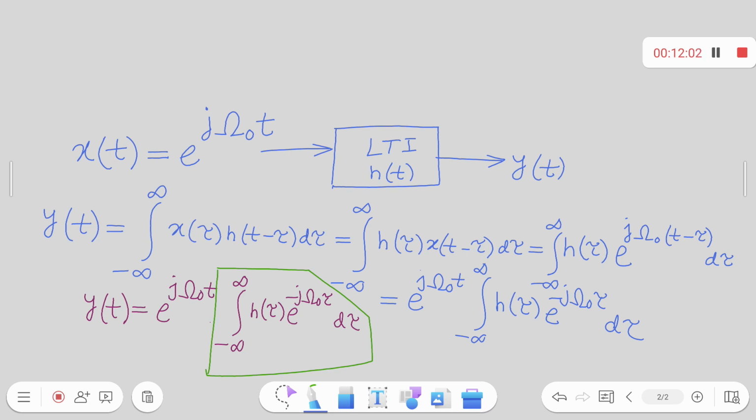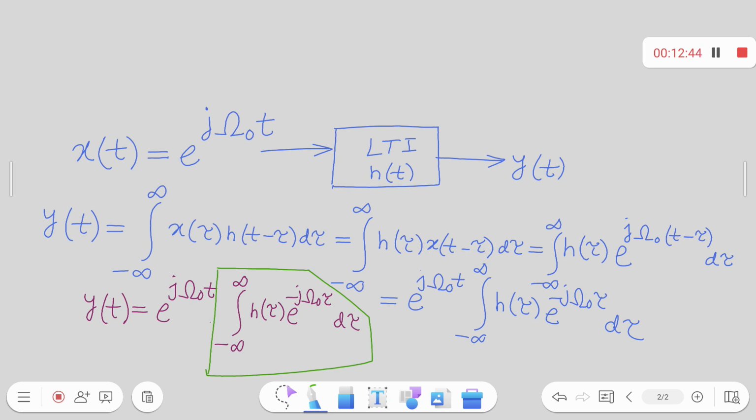What is that? This is basically this e to the power j omega naught t, the signal that you applied, multiplied with something. And this something is a function of what? This something, this entire thing which I have marked with this green box, what is that? Is it a function of what? Which parameter? You know, it's not a function of tau. We have considered all the values of tau from minus to plus infinity. It's a function of omega naught. For different omega naught, you'll be having different integration, right?